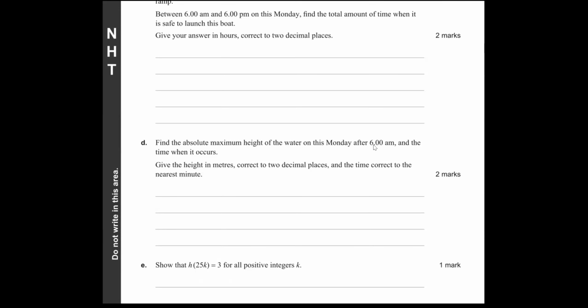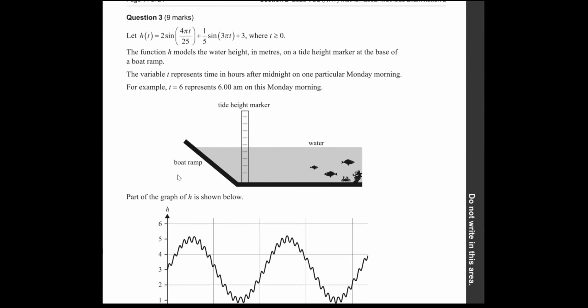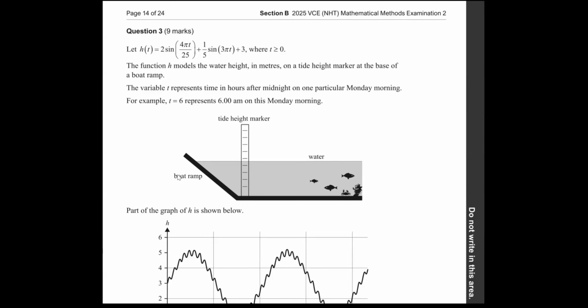Absolute maximum after 6 a.m. The time when it occurs. Answer in meters, 2 decimal places, time correct to the nearest minute. Okay, nearest minute. Total amount of time. Show that, find a period. Okay. Let's just chuck this in the calculator and see what happens, okay?